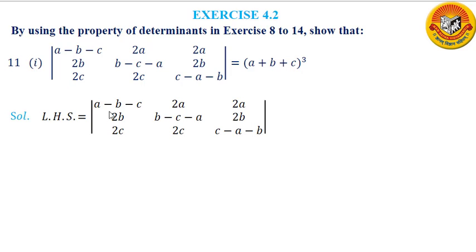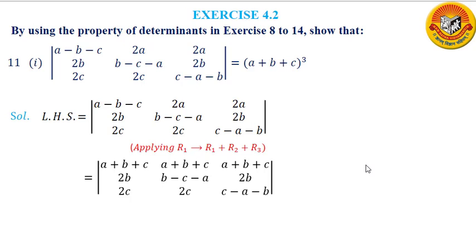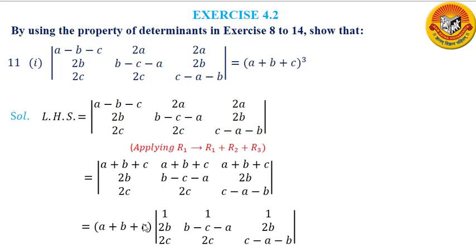Now see row 1, 2 and 3. Now if to the row 1 I add row 2 and row 3, then I will get a plus b plus c in the first row. So let us apply R1 plus R2 plus R3. So after applying, you can see that in the first row I have a plus b plus c. Now I can take this a plus b plus c common. So after taking this a plus b plus c common, I get 1, 1, 1 in the first row.